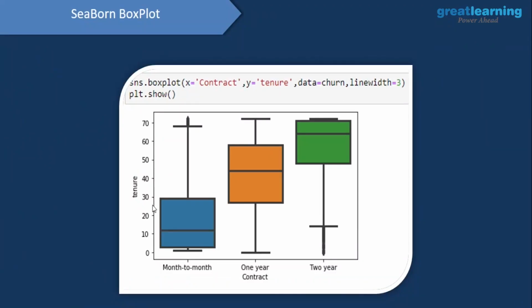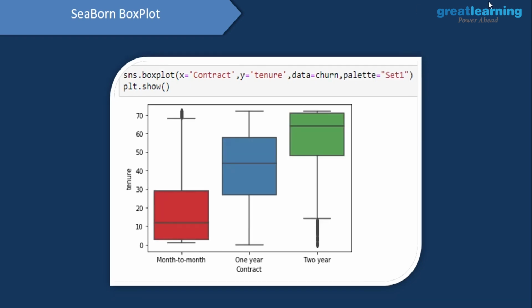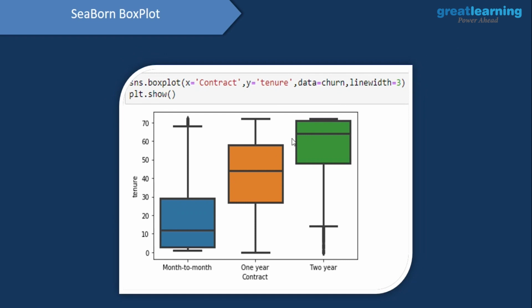Now you see these boundary lines over here. If we want to change the thickness of these boundary lines, we can do that with the help of this line width attribute. So here I am setting the line width to be equal to 3. If you compare this particular box plot with the earlier box plot, it is very clear that the thickness has increased.